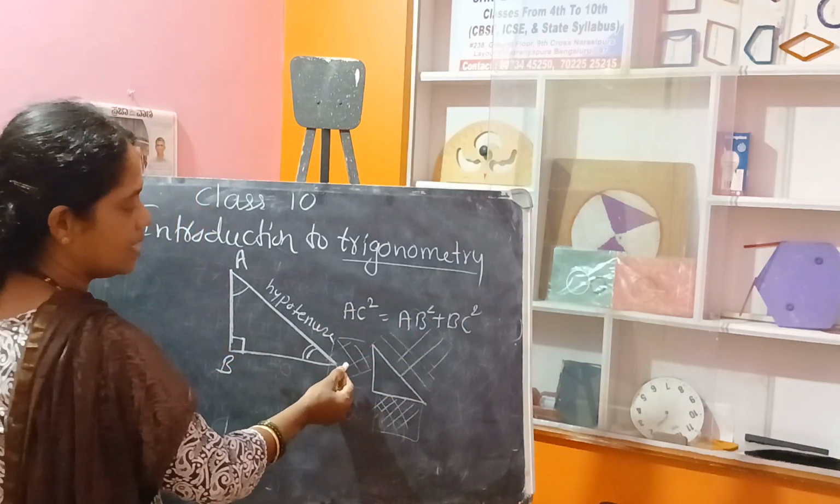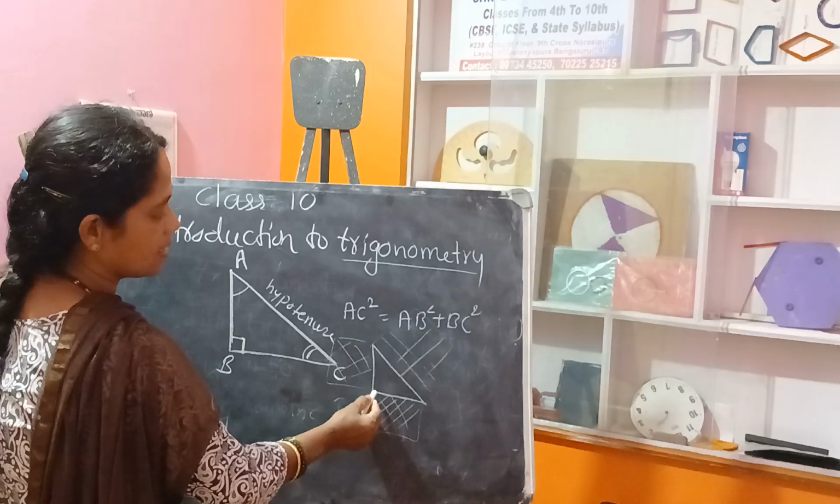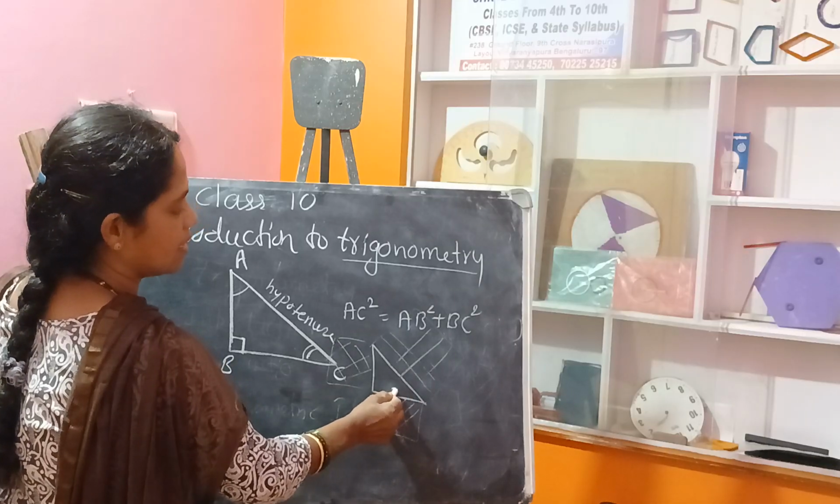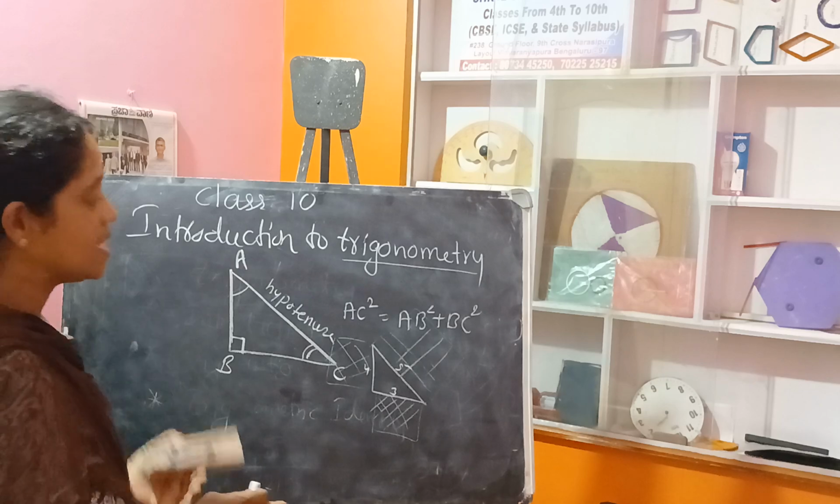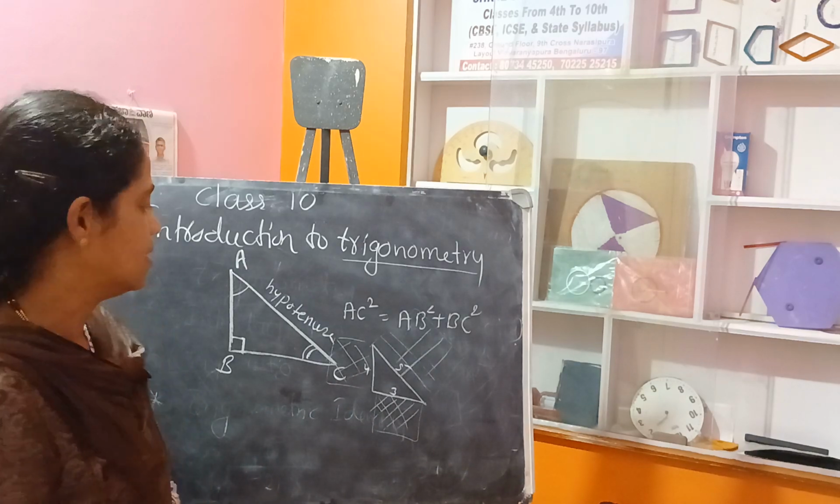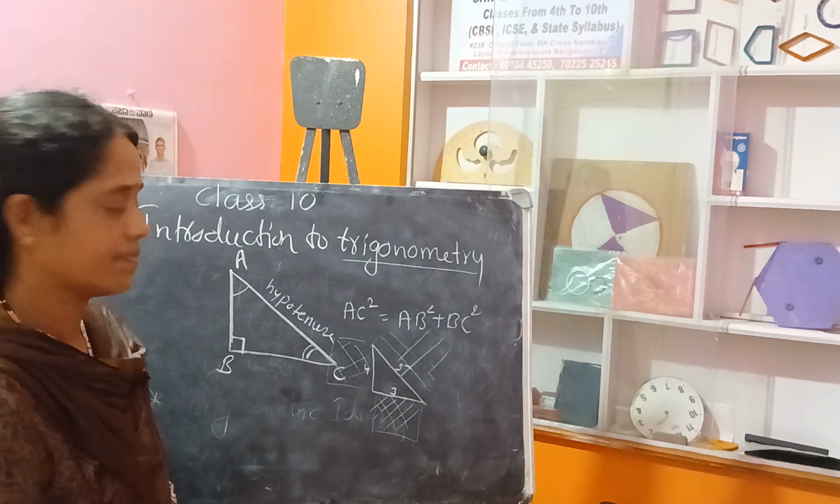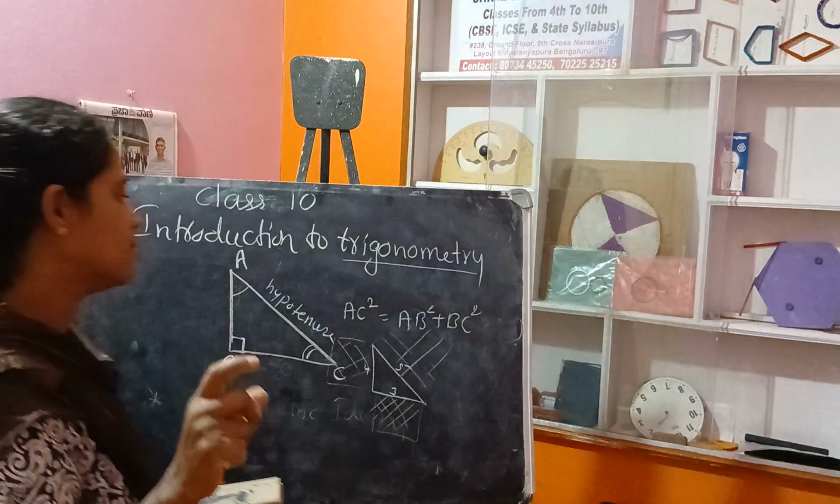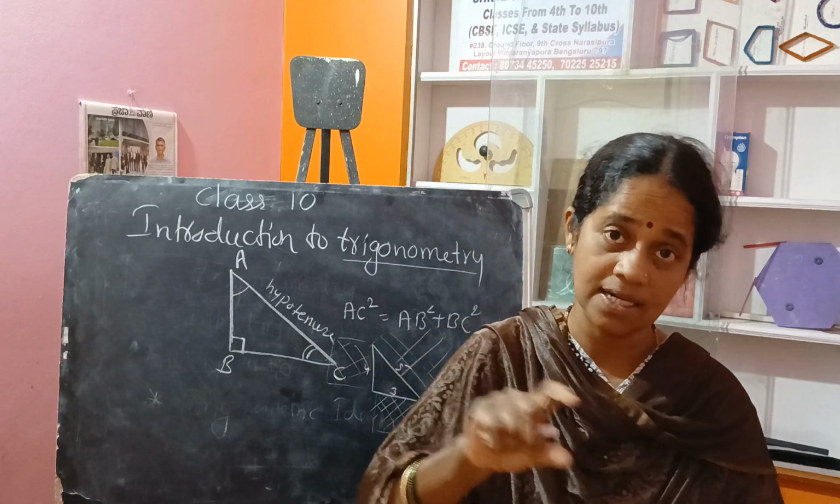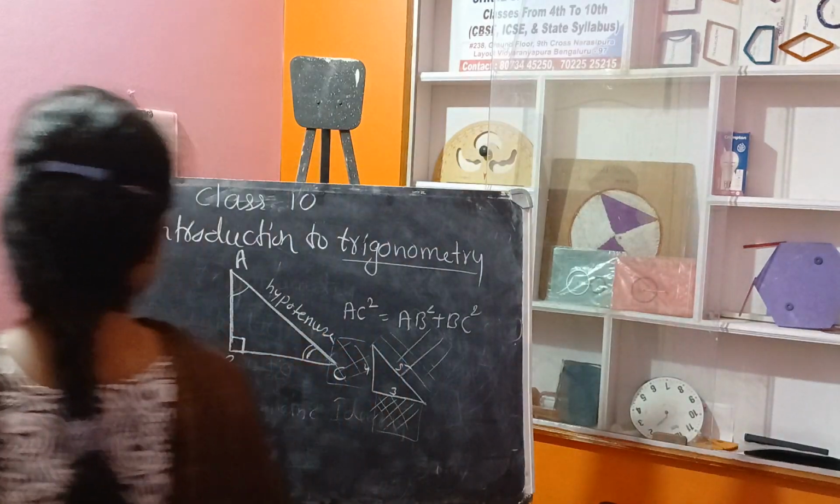For example, I will take here sides measuring 3 and 4 and 5. It is called the first Pythagorean triplet: 3, 4, 5. This is one of the Pythagorean triplets. What is the speciality of this? These are continuous natural numbers.